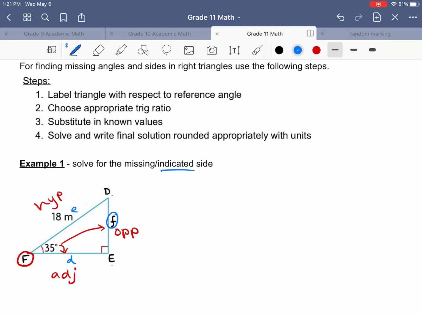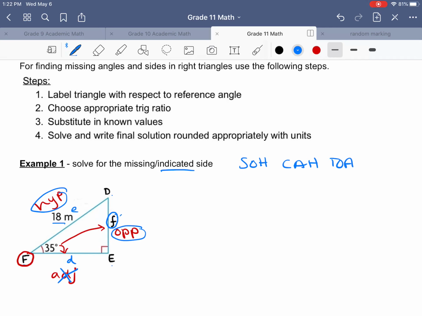The next step is to choose the appropriate trig ratio. So we want to be thinking about SOHCAHTOA. What I like to do now is look at the information we're given and the information we are asked to find. So we are given a value for the hypotenuse, right? We're given 18 meters. We are asked to find the opposite side, right? There's our little F there. Now the adjacent side, we're not given it, we are not asked to find it, so I'm just going to put an X through it for now. That leaves us with our hypotenuse and our opposite sides that we are working with.